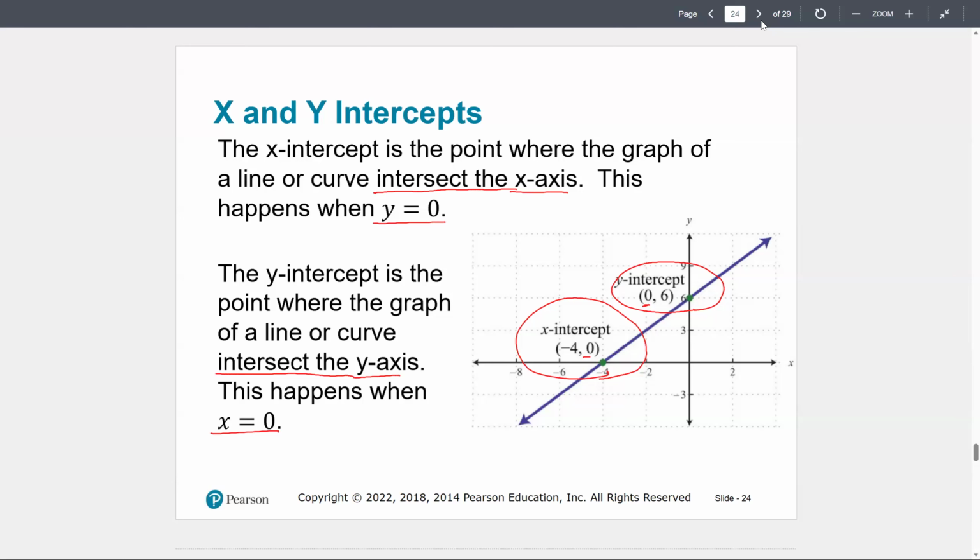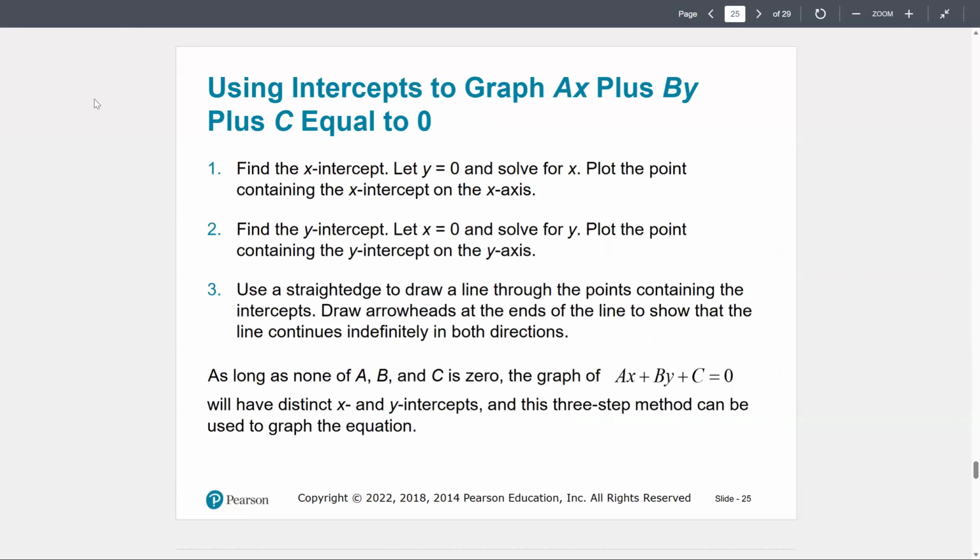So we want to use intercepts to graph ax plus by plus c equals 0. This is another way to graph so we don't always have to find the slope and y-intercept. We could just find the x-intercept and y-intercept. We can find the x-intercept by letting y be 0 and solving for x, and that will be one point for our equation. We can find the y-intercept by letting x be 0 and solving for y, and that will be another point for our equation. Then we just graph those 2 points and draw a line straight through them.